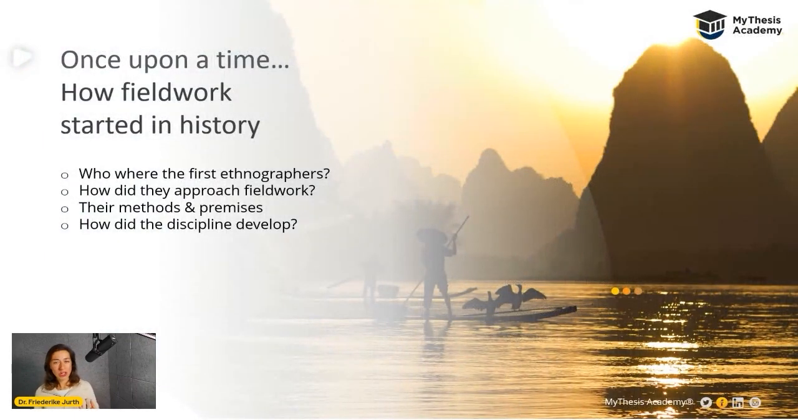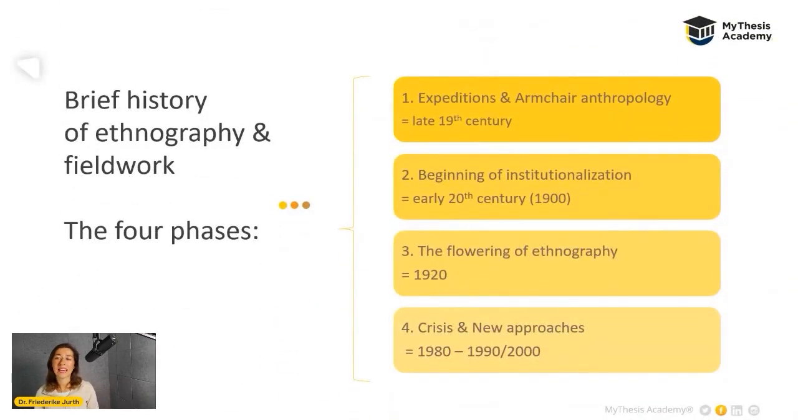So, first, to get this class started, I would like to focus on the start and on the question of how fieldwork started in history. Here we will have a look at the different phases, just to give you an overview of the 4 phases, the 4 stations of our discipline. So first, it started in the late 19th century with the first expeditions and with the so-called armchair anthropology.